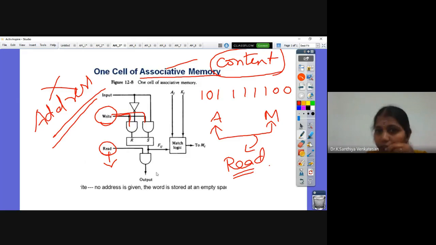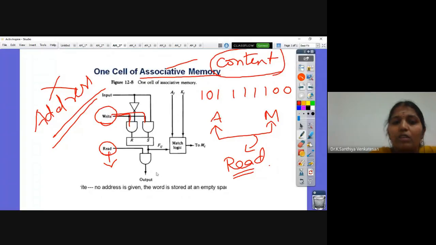If I want to write the data, I'll give the content. My write operation will fetch the empty location. My memory cell has the capability to search for an empty space in the memory. So it will take an empty space and store the content in that particular place.